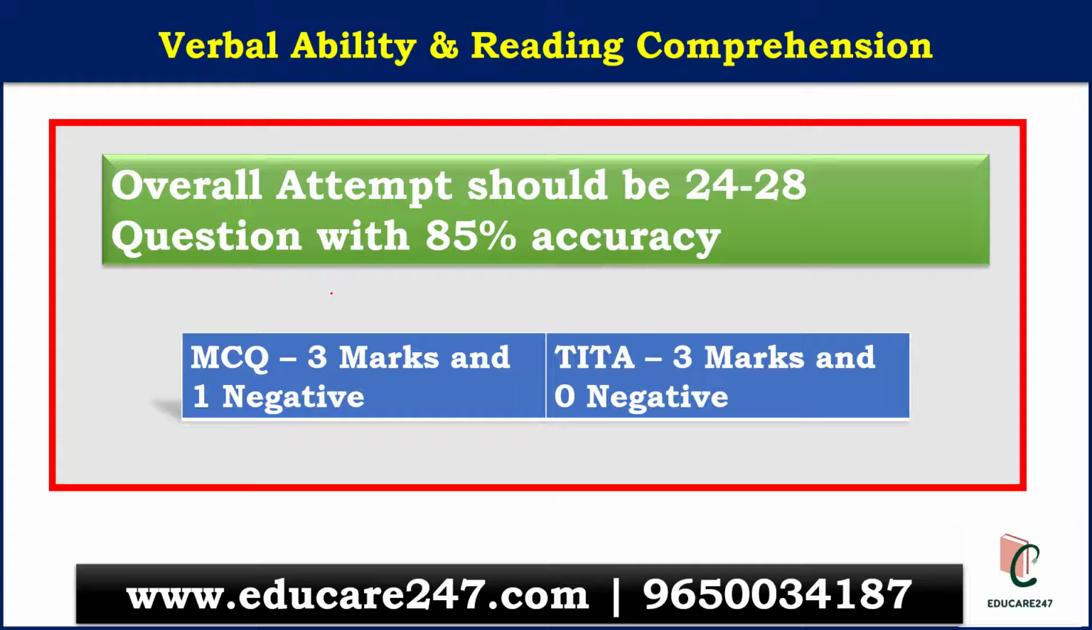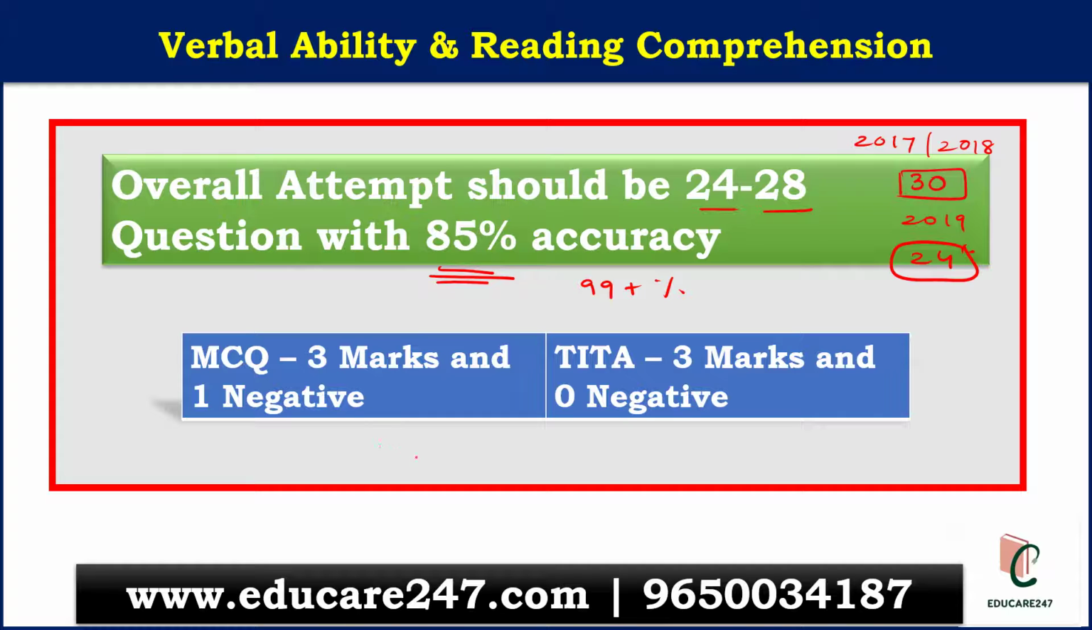And overall attempt, if you ask me, should range from 24 to 28 questions depending upon the level of the paper. Like in CAT 2017 or even 2018, some people had even attempted 30 questions. And in 2019, even 24 questions was difficult to attempt. So it depends upon the level of difficulty in your paper, but your accuracy should be at least 85% if you are targeting a 99 plus percentile score. Definitely it's going to be higher than 85%.